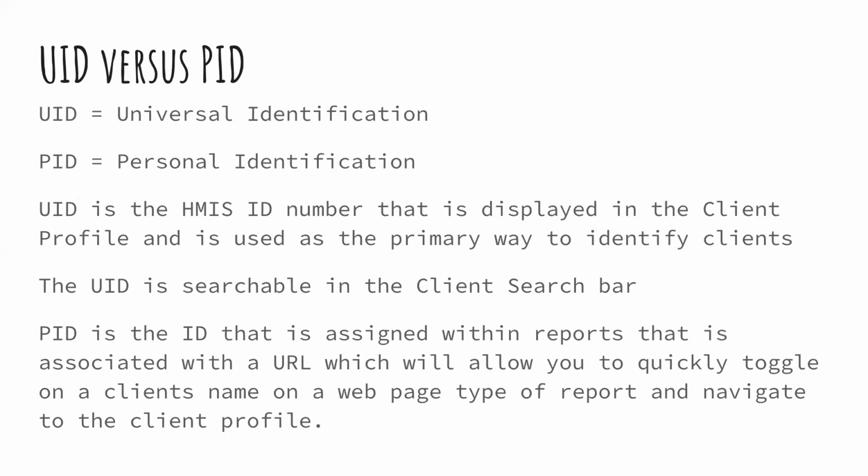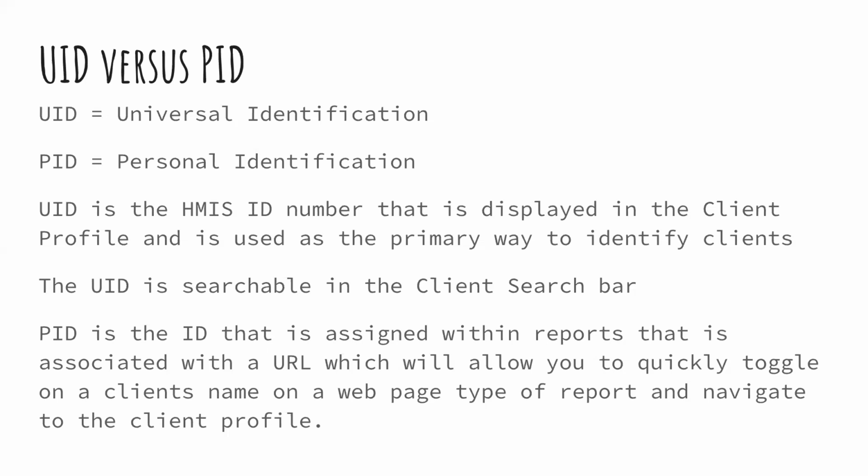Okay. So, universal identification and personal identification. When we're talking about UIDs and PIDs, the UID is what you want to send us when it comes to help tickets. This is their HMIS number. This is what we use to identify the clients. The PID relates more to reports. This is what you will be seeing in reports.